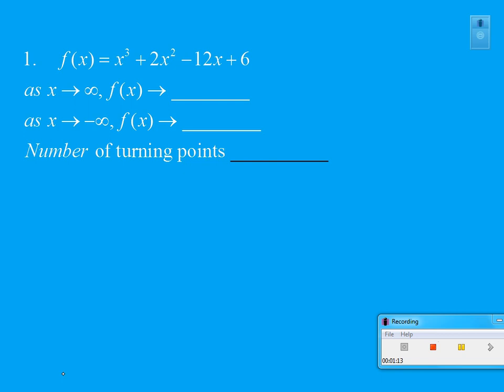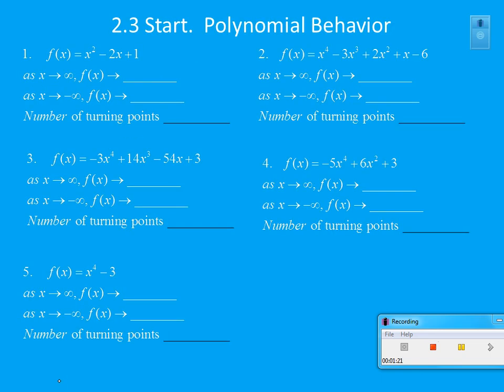So let me start here. Hopefully you've got the correct notes right in front of you. Your very first problem should look like that: x squared minus 2x plus 1. I'm going to see what you remember here. I'm hoping that you remember x squared minus 2x plus 1 is going to be a parabola that's opening up.